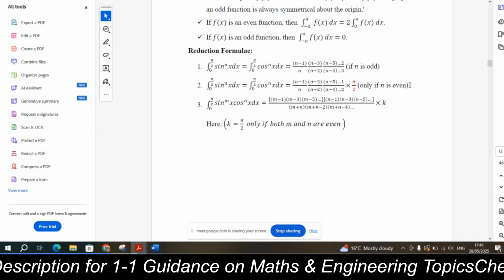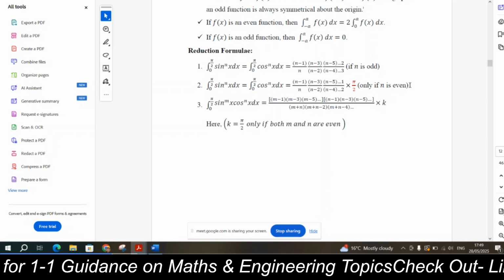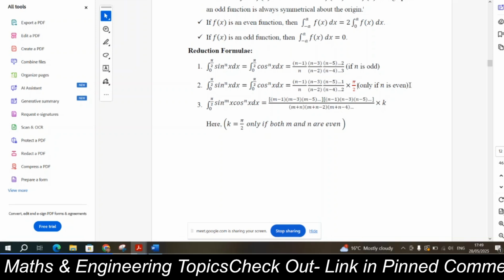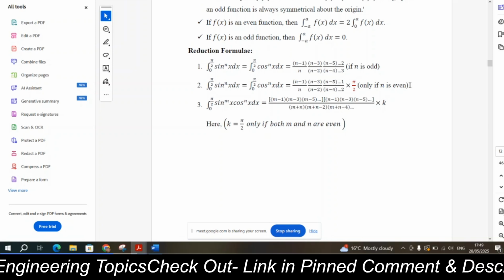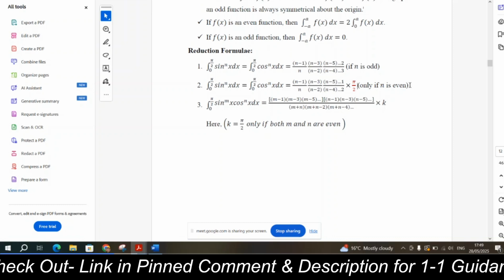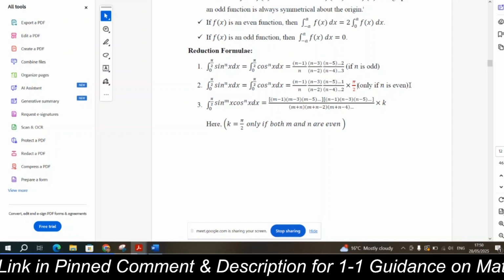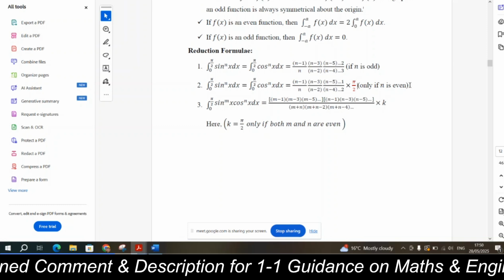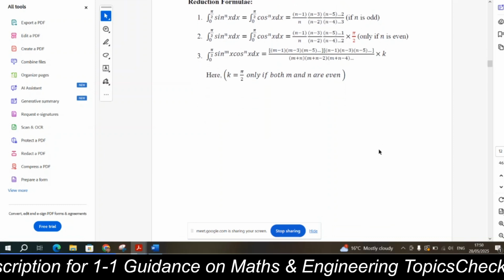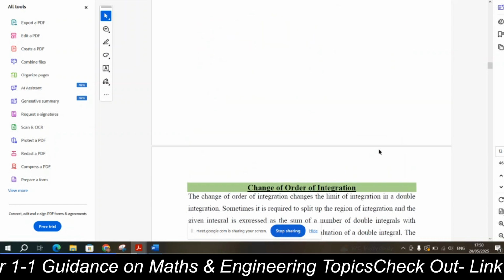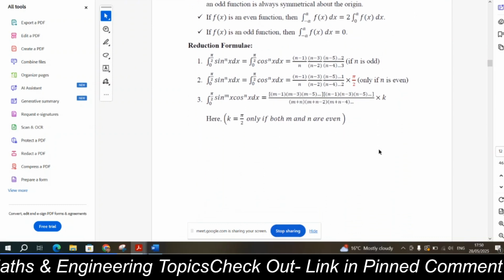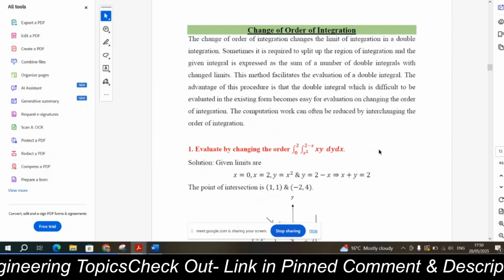Similarly, you have the third one. So that's an odd and an even function. The third one is where you have sin raised to m x into cos raised to n x dx. You have two different powers, and if both m and n are even, then k becomes pi by 2. But what if both are not even? They have not given anything about it. Maybe we just need that condition. If you come across the other case, they have not given anything. We will look into it further.